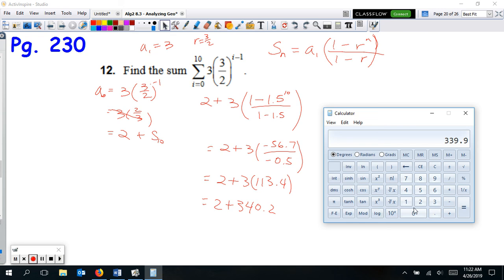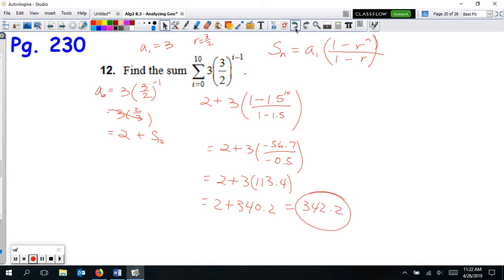And so it's going to be 2 plus that now. So if we just add 2 to that, that's about 342, approximately 342. And so that's what we'll say for our final answer, 342.2, or somewhere close to that. You know, 342.1 or even 342.0 would be fine as well.